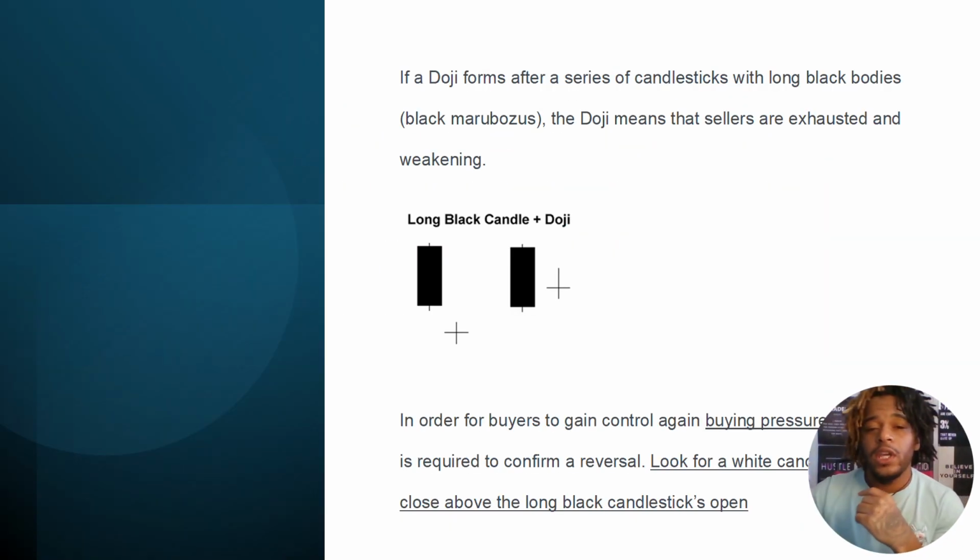Alright, if a doji forms after a series of long candlesticks with black or red bodies, like Marubozus, the doji means that the sellers are exhausted and they're weakening. So in order for buyers to gain control again, buying pressure is required to confirm a reversal. And in order to confirm a reversal, you want to look for a green candle or white candle, whatever color it is, to close above the long black candlestick's open.